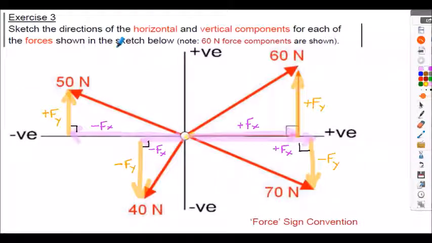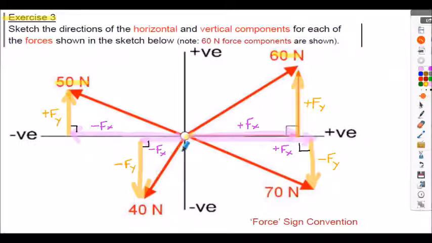This is a brief extract from the previous presentation, actually exercise 3, and here it shows a sketch of four forces in the various quadrants and how we resolve them into their horizontal and vertical components. If you take the 60 Newton force, when we resolve it into its horizontal and vertical components, notice these are right angled triangles here. The horizontal component is positive and the vertical component is positive. We resolve the 50 Newton force into its horizontal and vertical components of the right angled triangle. Notice the horizontal component is now negative, but the vertical component remains positive.